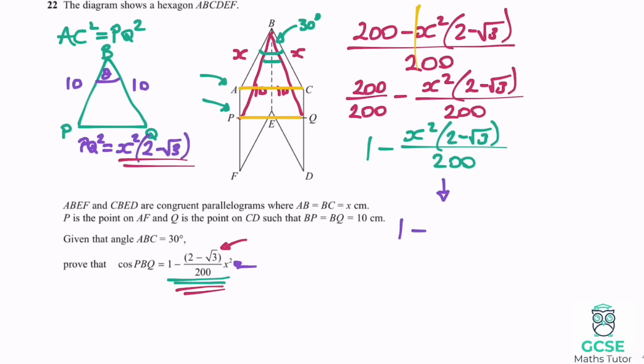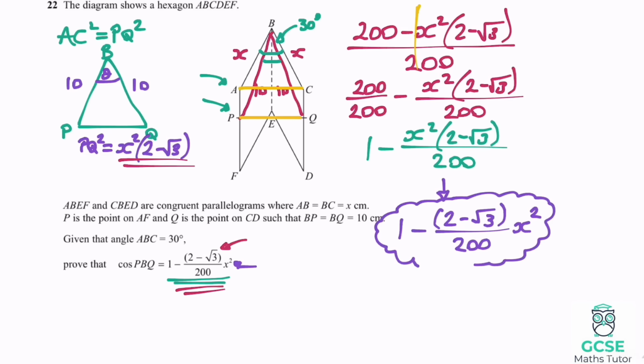1 minus, and on the top there we have 2 minus root 3. It wants us to keep that in a bracket, over 200. And instead of having the x squared on the top, we've just dropped it onto the outside. Obviously, you need to show all those steps and not rub things out like I have, but I did that just to make sure that there wasn't too much on the screen, showing how we get to the final answer on that question there.